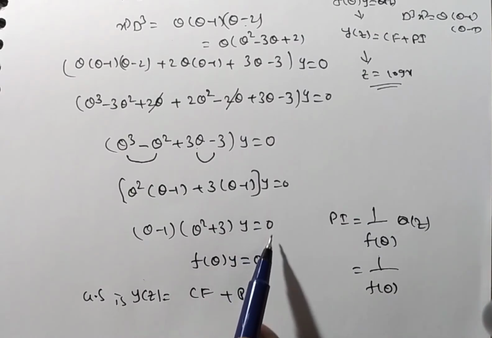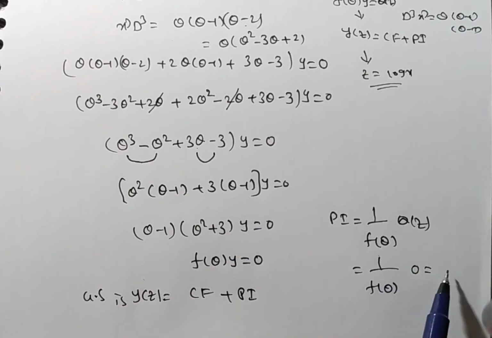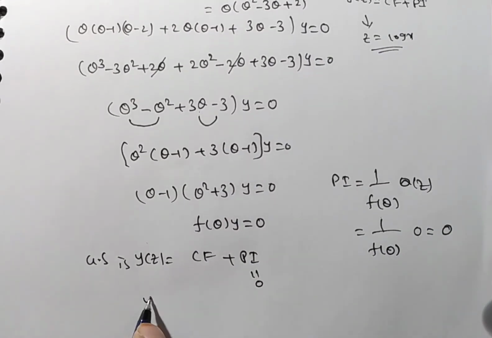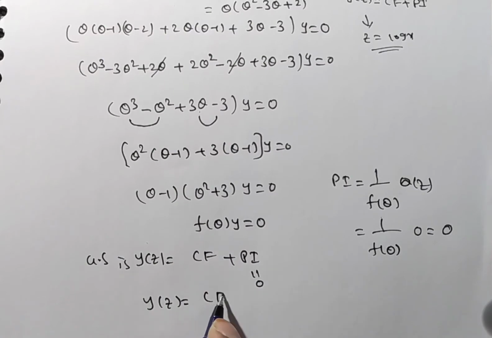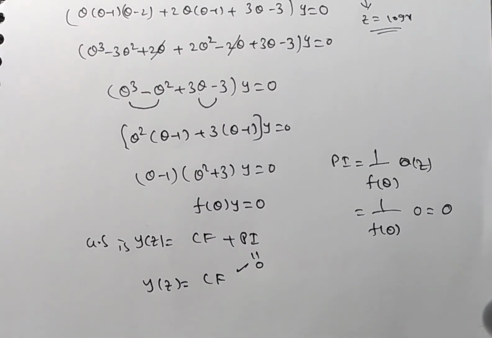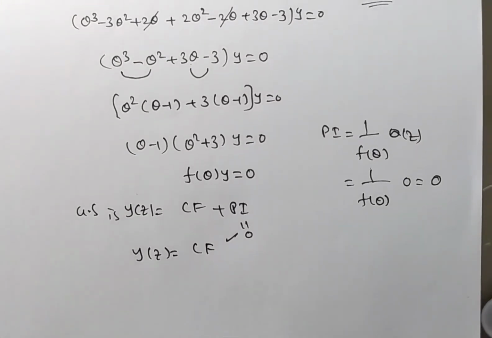What is the right side part you have? 0. So this term will be 0. In this case, the particular integral is 0. So you can say the total solution y of z is equal to the complementary function only. So we need to find out the complementary function. How will we find it?